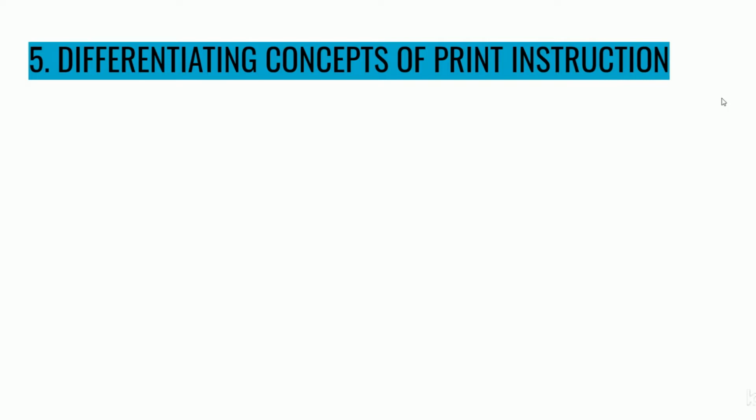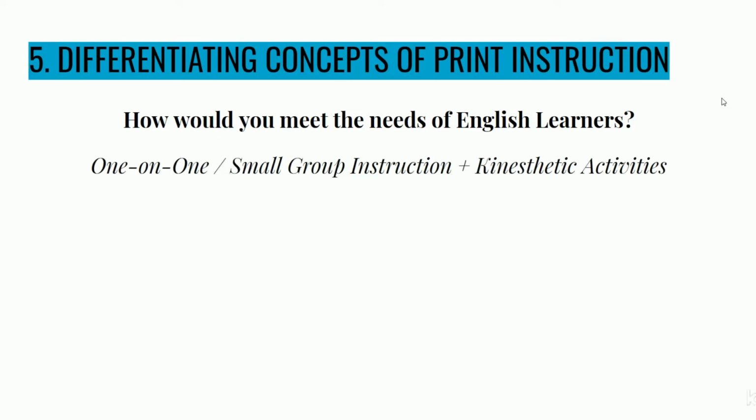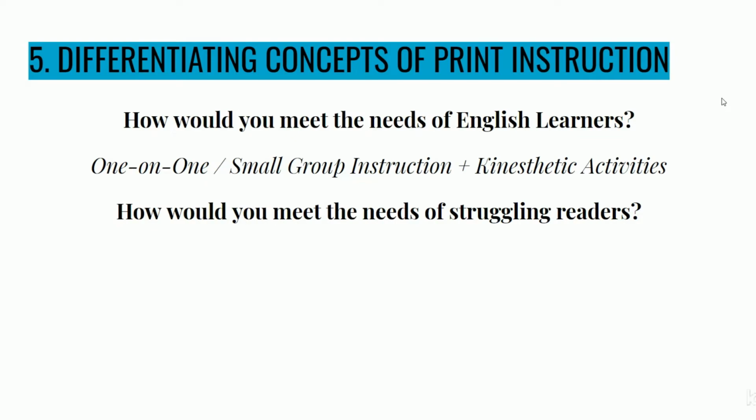Now let's look at how we can differentiate our instruction in terms of concepts of print. Knowing this is going to be really essential when you're doing your short and long essay questions. So for example, you would ask yourself, how would you meet the needs of English learners when you're differentiating your instruction in concepts of print? Some things that help are one-on-one or small group instruction, and also kinesthetic activities. These kinesthetic activities are especially essential for students whose first language did not require them to learn letters similar to those in the English language. Just to give two examples, Mandarin and Arabic are two languages that do not use letters that are in the English language. Then how would you meet the needs of struggling readers?